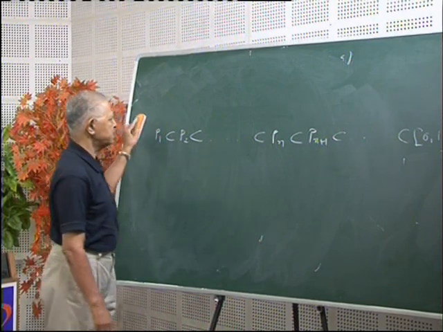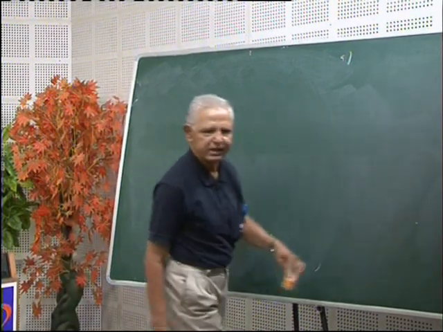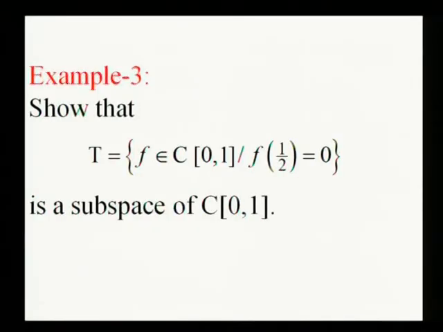Now, let us take some more examples. Our third example is, yes, let us take this. Set V equal to C[0,1], and now we take the subset T equal to all f belonging to C[0,1] such that f, the value of f at the point 1 by 2, is equal to 0.